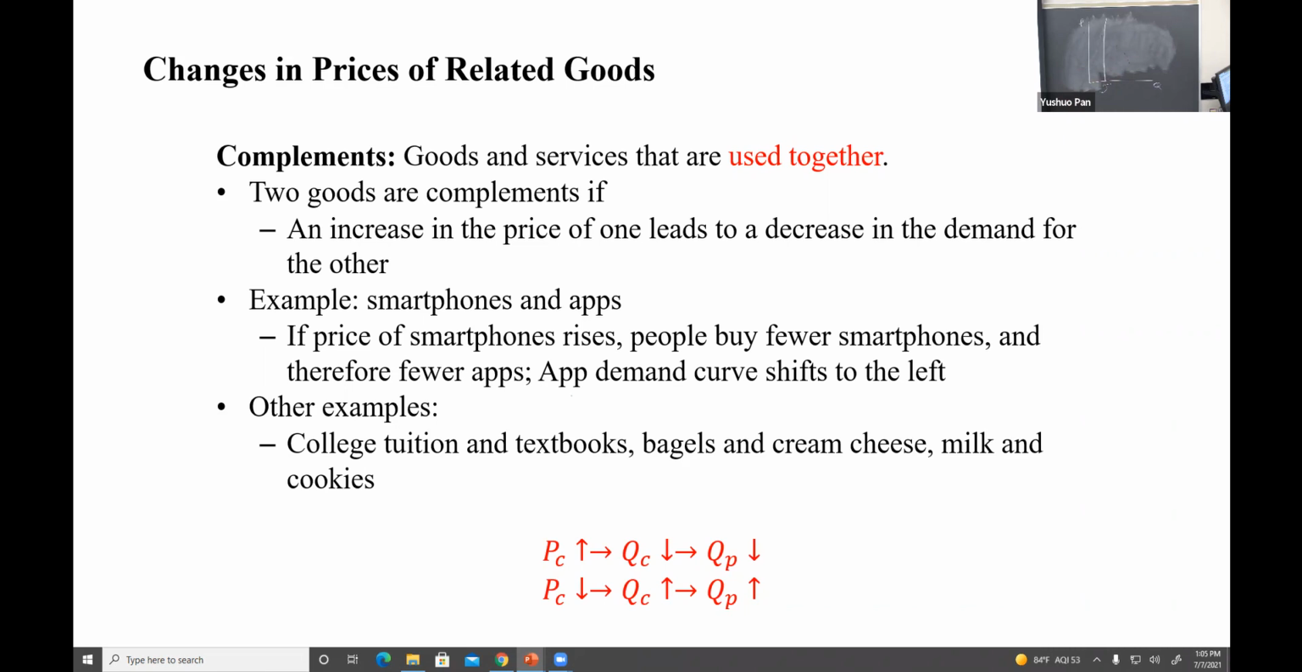The example could be the smartphone and the apps. If the price of smartphones rises, then the quantity demanded for the smartphone will decrease. Then what do you need the apps for, since you have no smartphones? Right? Other examples could be college tuition and textbooks, bagels and cream cheese, and milk and cookies. The logic is the same as the last slide.